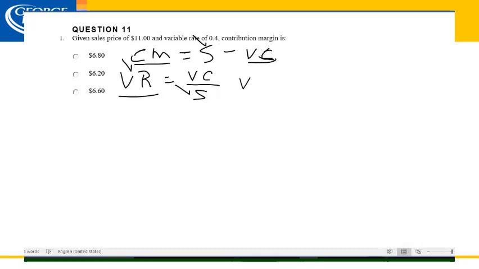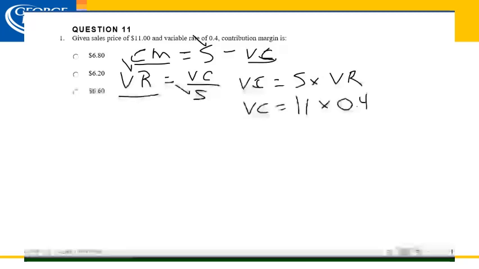So our variable costs, if we rearrange the equation, equals our sales price multiplied by our variable rate. Okay, so our variable costs then must be $11 multiplied by 0.4, or 40%. So let's do that on our calculator. Our variable costs equal 11 multiplied by 0.4. So our variable costs equal $4.40.